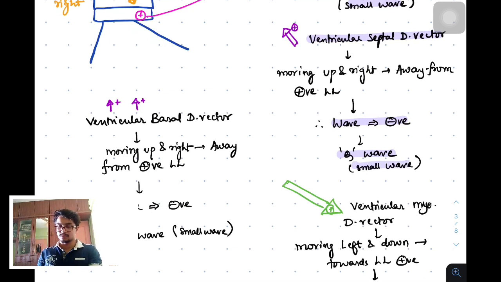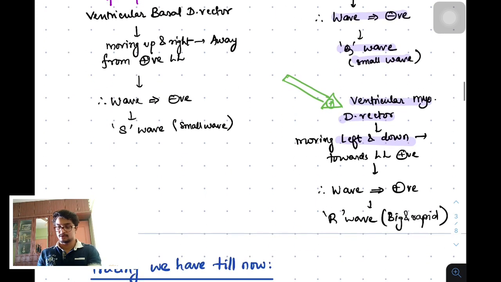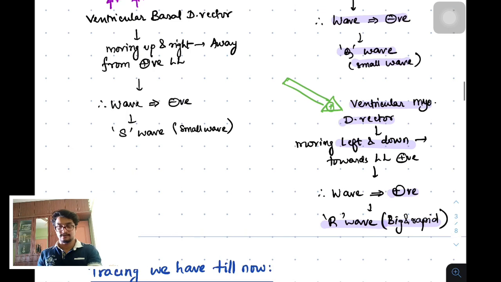Now the next event is the ventricular myocardium depolarization vector. This is the main depolarization vector we were talking about. This was also directed left and down, that is towards the left leg. So a positive depolarization vector towards the positive electrode, the wave will be positive. Because this vector is very big, a combination of all the ventricular myocytes, it gives rise to a big and very rapid spike, the R wave.